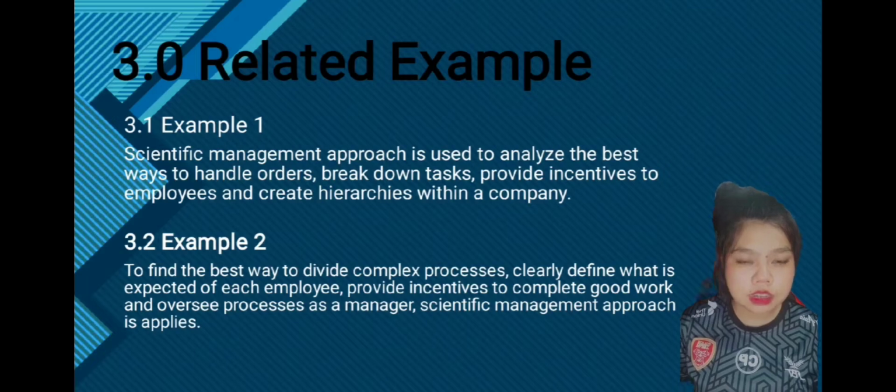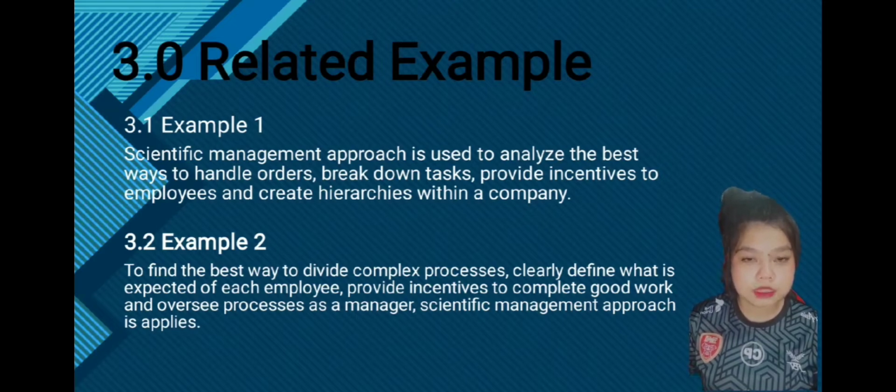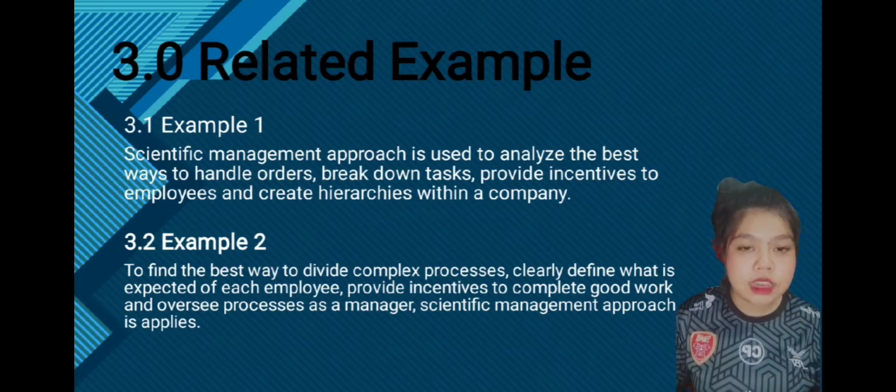By example 1, we know that the scientific management approach is used to analyze the best way to handle orders, break down tasks, provide incentives to employees, and create the organization chart for the companies. In example 2, we know that the scientific management approach is applied to find the best way to divide complex processes, clearly define what is expected of each employee, provide incentives to complete good work, and oversee processes as a manager.